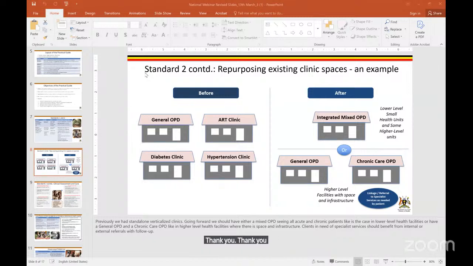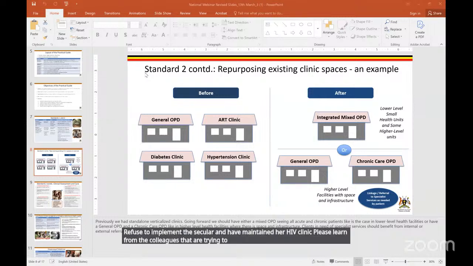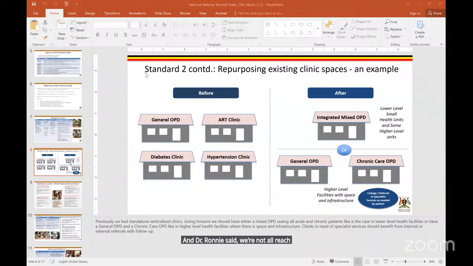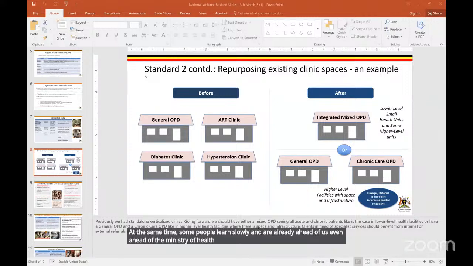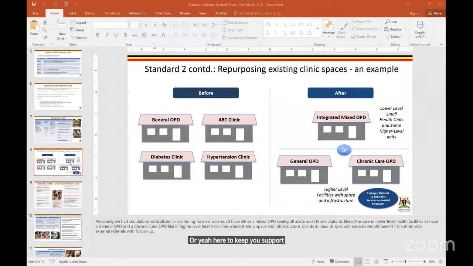Thank you for that. And this also speaks to the last comment we got from OYAM, who have refused to implement the circular and have maintained the HIV clinic parallel. Please learn from the colleagues that are trying to see how to go into the integration mode of service delivery. And like Dr. Ronnie said, we will not all reach there immediately at the same time. Some people will learn slowly, others are already ahead of us, even ahead of the Ministry of Health. So we know you will get there also in OYAM, and you will think about your situation and see how best you can embrace the integration agenda. We are here to keep you supported, and we'll definitely reach out to you for more technical support. Dr. Kamish.